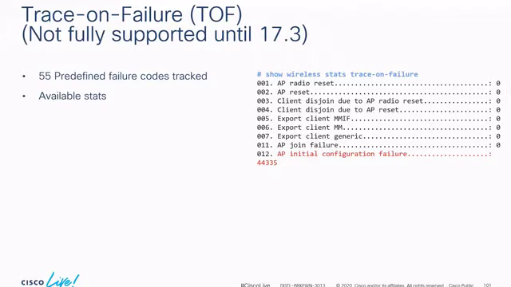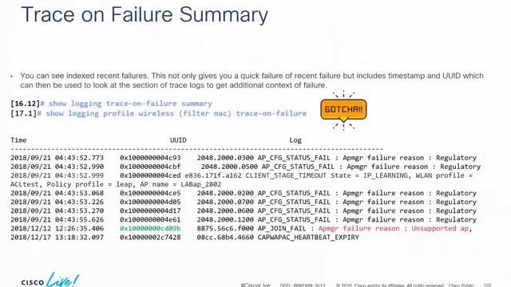There's a set of predefined failure codes that the system tracks on its own. Every time that failure code is encountered, it will increment the statistic for that failure code in the show wireless stats trace on failure output. So just by running that output, you can see if there's a particular failure condition being encountered and whether that counter is incrementing. Once you know that a particular failure condition is incrementing, you can look at the summary output to get a little more detail around what is failing, which particular AP is failing with that condition.